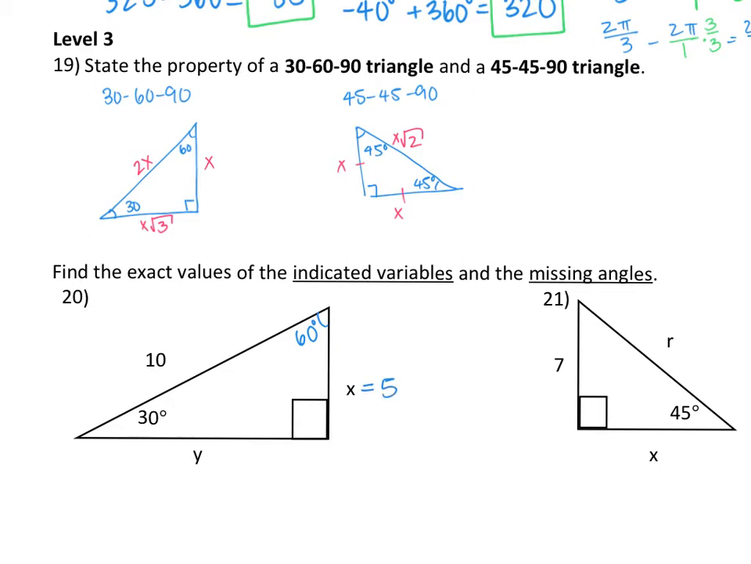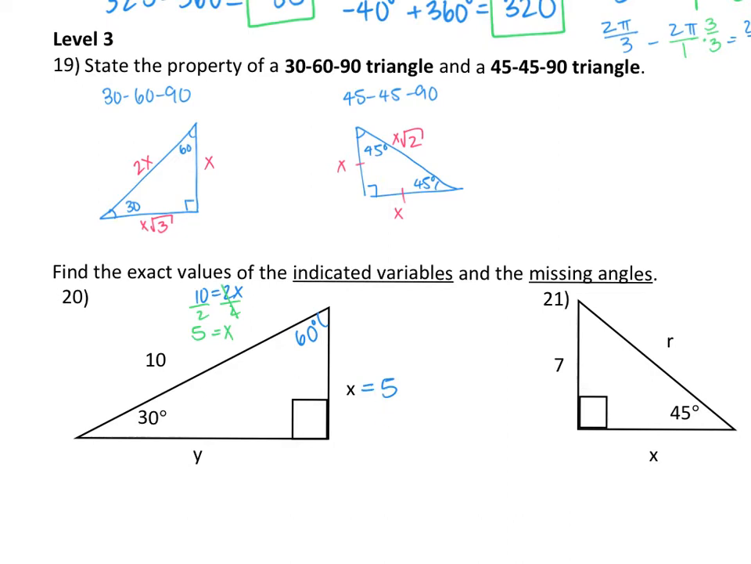If you struggle to do this, another way you could do it is take the 10 and set it equal to 2x. So 10 equals 2x, and then you divide by 2, and x is equal to 5. And so this x is equal to 5.